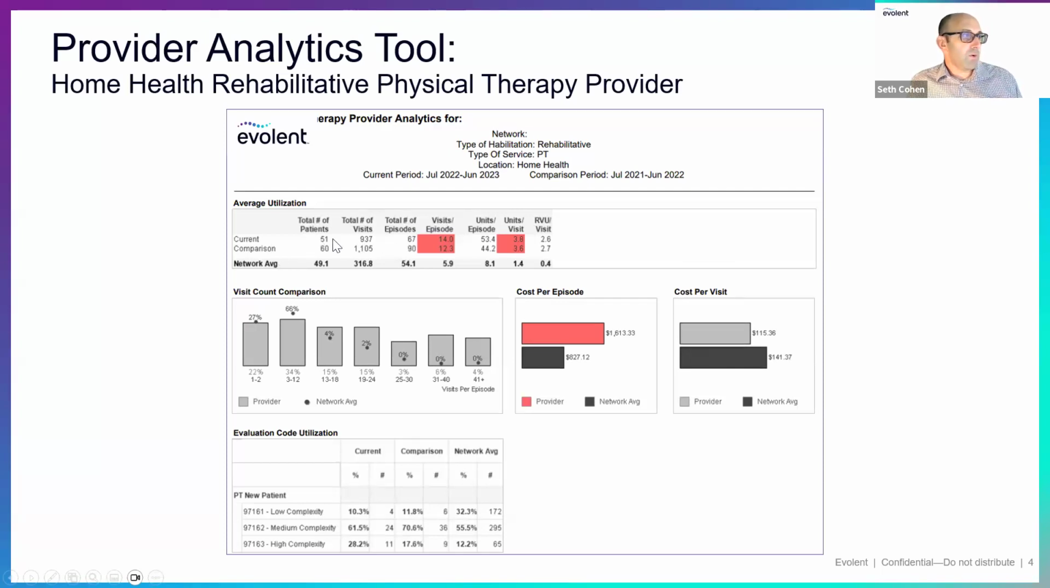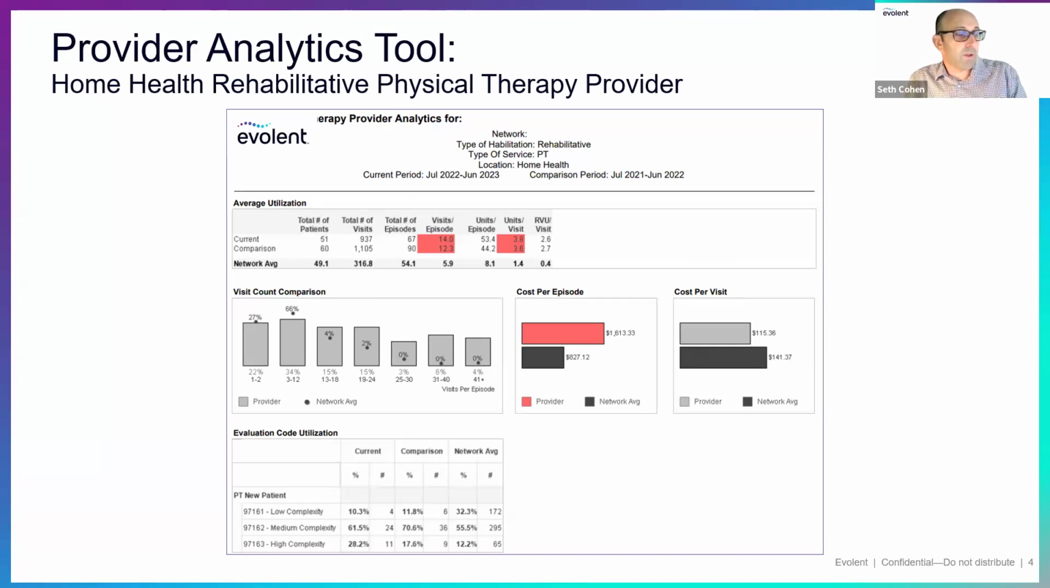The next three columns we look at are the total number of patients, visits, and episodes. That's just the tally of the data that we received. And then we start to get into some of the other information that they're going to have. So visits per episode, units per episode, sorry about that, units per visit, and then RVU per visit.